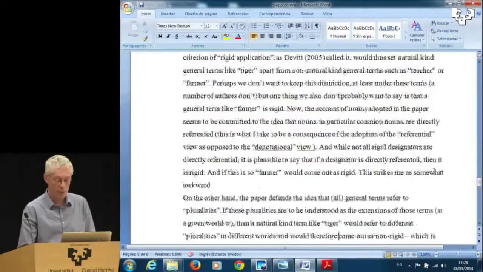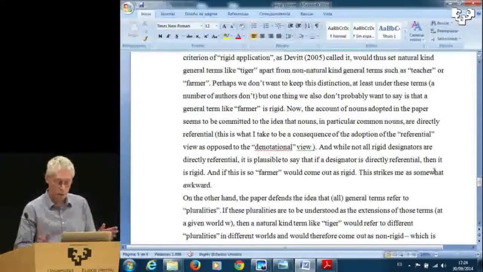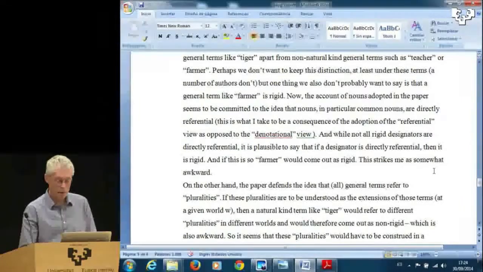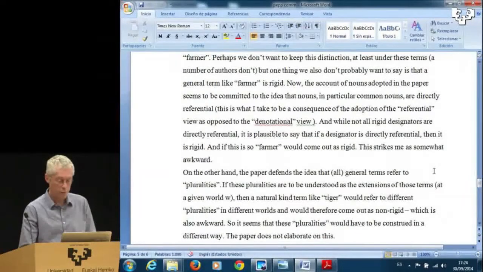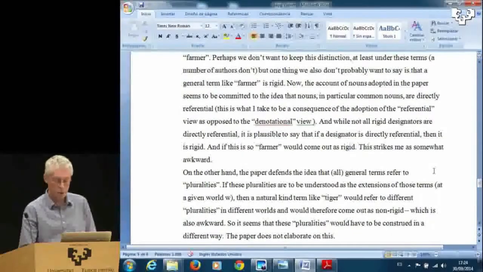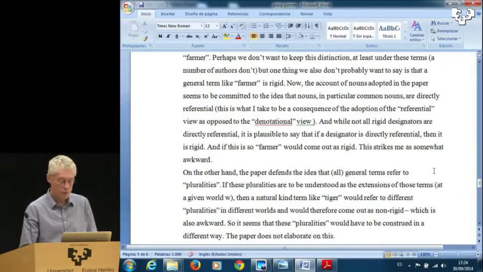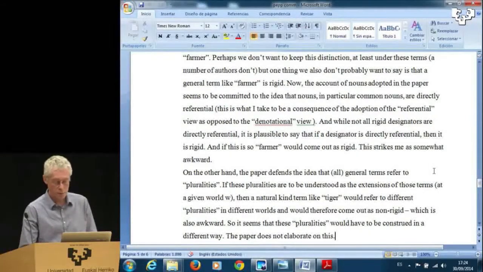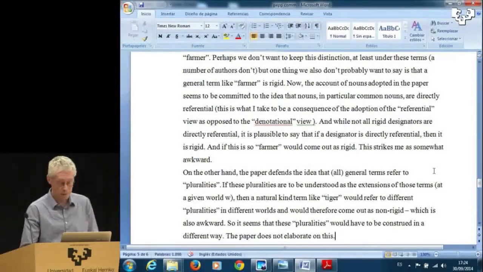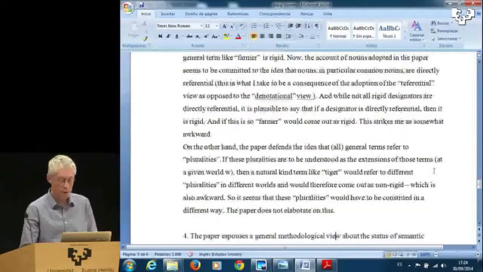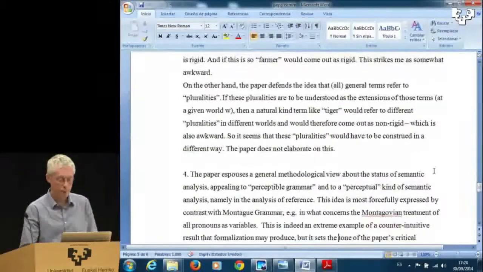On the other hand, the paper defends the idea that all general terms refer to pluralities. If these pluralities are to be understood as the extensions of those terms at a given world W, then a natural kind term like tiger would refer to different pluralities in different worlds and would therefore come out as non-rigid, which is also awkward. So it seems that those pluralities would have to be construed in a different way. The paper does not elaborate on this.